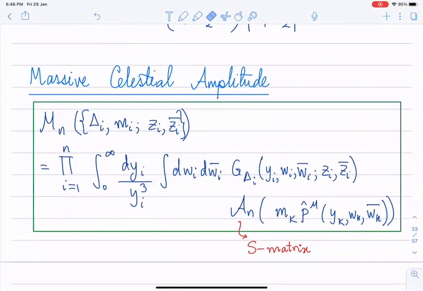But in this case, the celestial amplitude took a slightly more complicated form, in the sense that there is also an integral transform, but this integral transform now involves what are called bulk to boundary propagators. Okay, so in this case the formula becomes a bit more complicated.